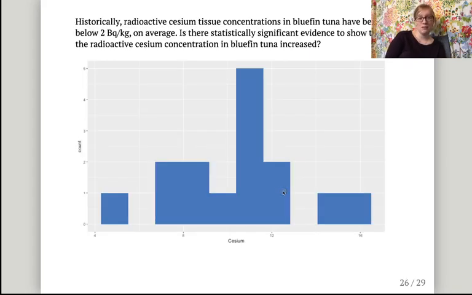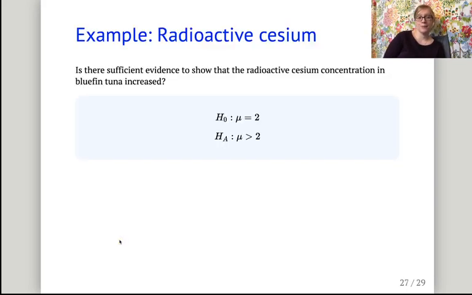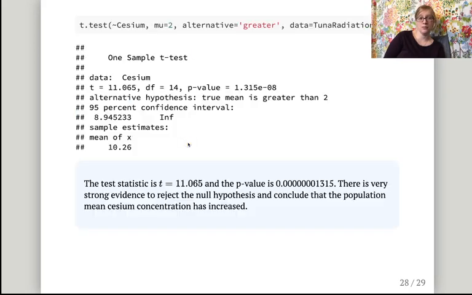Historically, these cesium tissue concentrations were below 2 becquerels per kilogram on average. Now the smallest value that we observed is greater than 4, so there's some pretty compelling evidence already that this is higher than 2 becquerels per kilogram. To be complete, let's do the hypothesis test and verify. So is there sufficient evidence to show that the cesium concentration has increased? Our null hypothesis is that the mean is equal to 2. Our alternative is then that it's greater than 2.